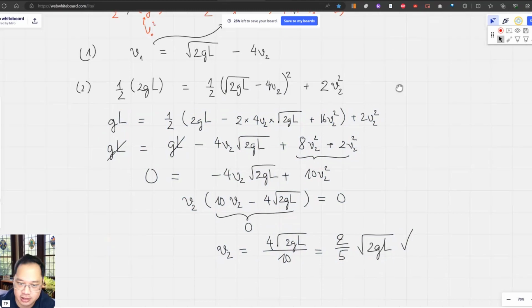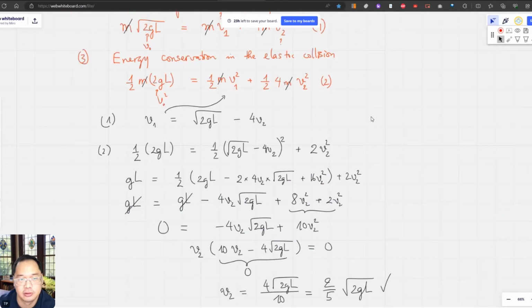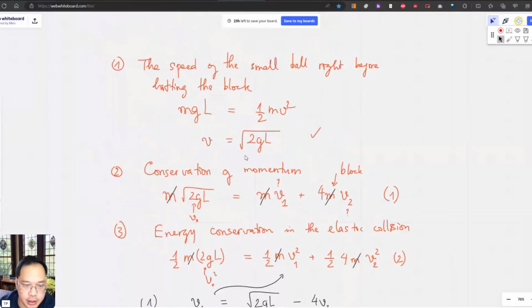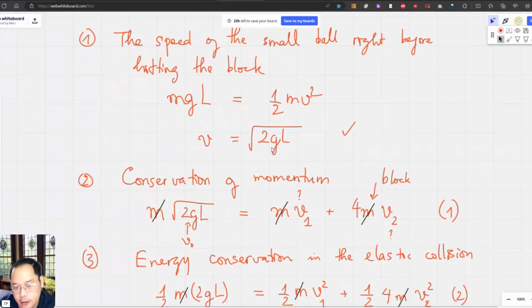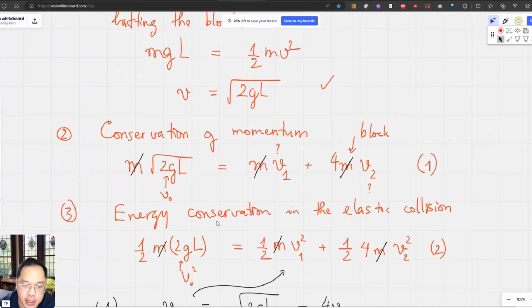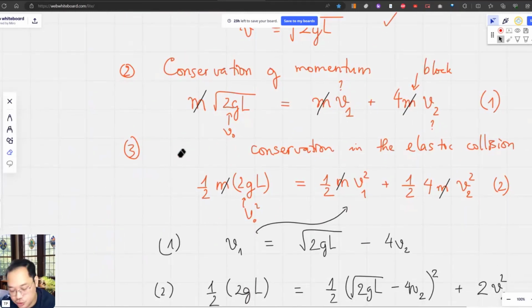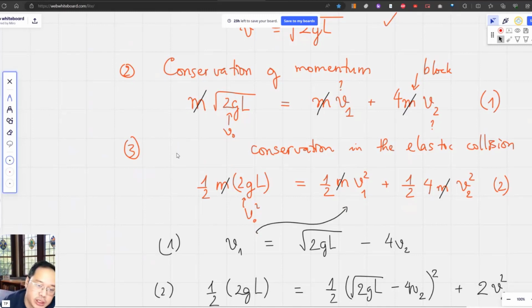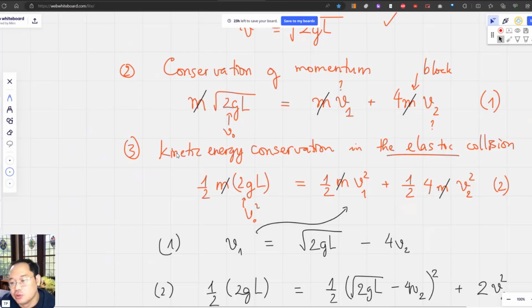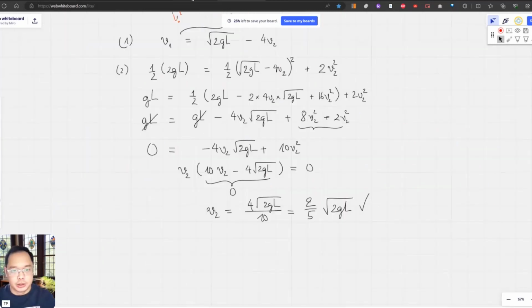So the method again is finding the speed before hitting the block, and then applying the two conservation laws: conservation of momentum and conservation of kinetic energy. Kinetic energy, not energy in general, because the total energy, including potential and thermal, is complicated. So we just need to be concerned about kinetic energy conservation for an elastic collision, and then try solving the two equations, and then you get the answer. Let's move on to the next one.